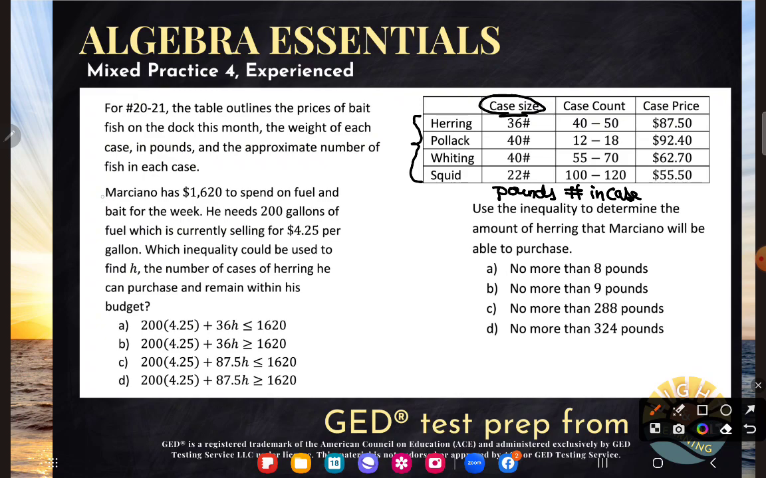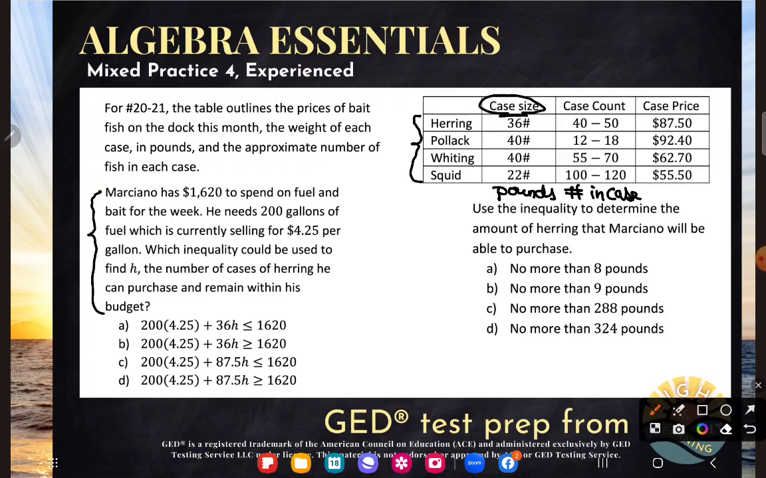So first problem here, Marciano has $1,620 to spend on fuel and bait for the week. He needs 200 gallons of fuel, which is currently selling for $4.25 per gallon. Which inequality could be used to find H, the number of cases of herring he can purchase and remain within his budget? So extra credit if you know who Marciano is and why he's buying bait fish and what Kate's new TV addiction is. But anyway, let's go ahead and write this sucker.